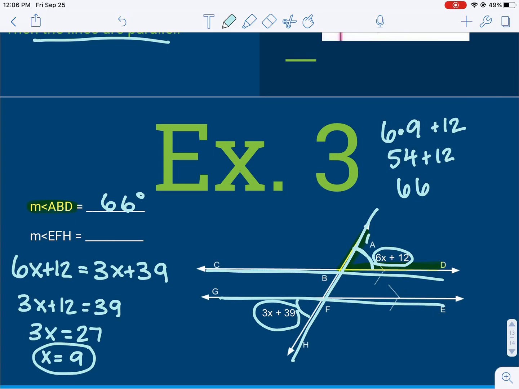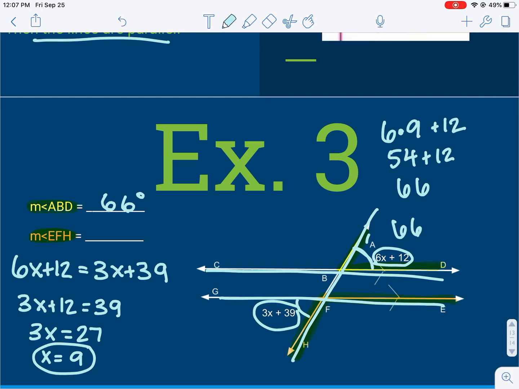And then some of you are like, oh, and then EFG must also be 66. And you're wrong, and here's why. EFG is not what we were asked for. I was asked to find EFH. So I'm going to start at E, go to F, turn, go to H. This is the angle I'm looking for.